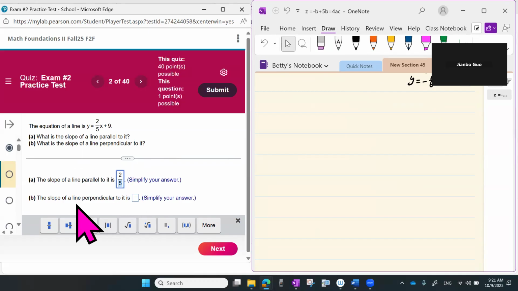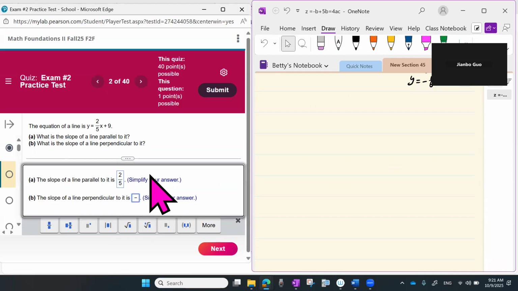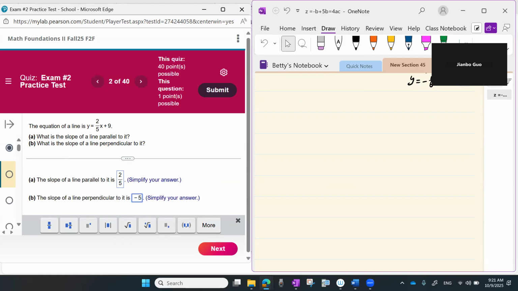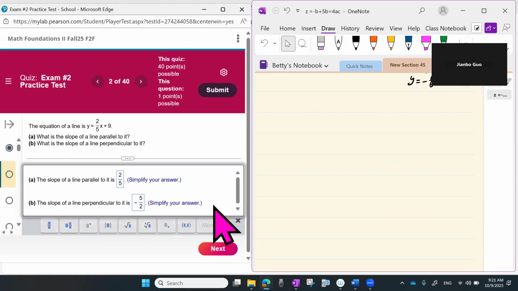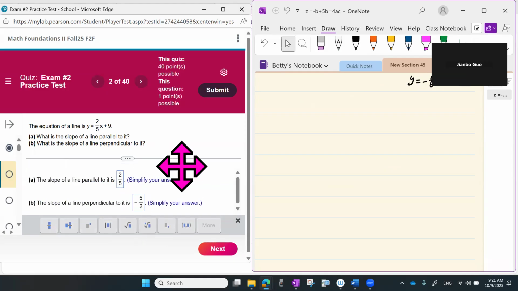So 2 over 5. Then what's the slope of the line that is perpendicular to the given equation? The slope of the line that is perpendicular to the given equation would be the opposite reciprocal of the slope of the given equation. So we're going to enter the opposite reciprocal of 2 over 5. That is a negative 5 over 2. Make sure 2 over 5 and negative 5 over 2, the two slopes multiply to negative 1. And that's question number 2.